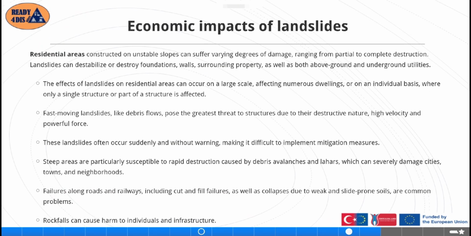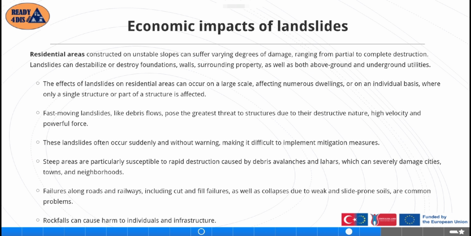Economic impacts of landslides. Landslides cause large-scale and multidimensional economic losses. Residential areas built on unstable slopes may experience damage ranging from partial to complete destruction. This affects not only buildings, but also walls, roads, utility networks, and all above-ground and underground services. Sometimes the impact of a landslide is limited to a single structure. In other cases, it can encompass an entire neighborhood.